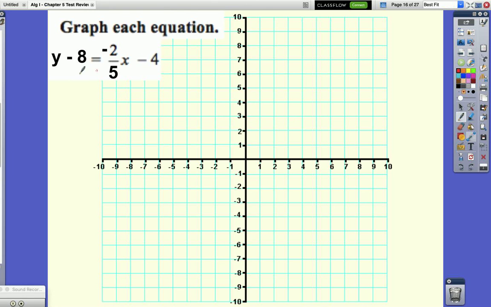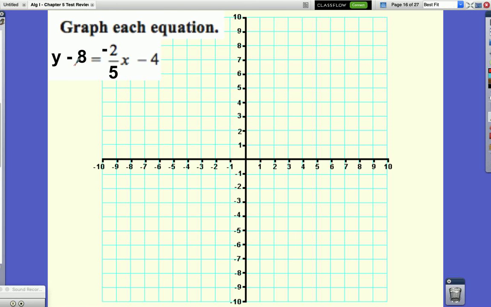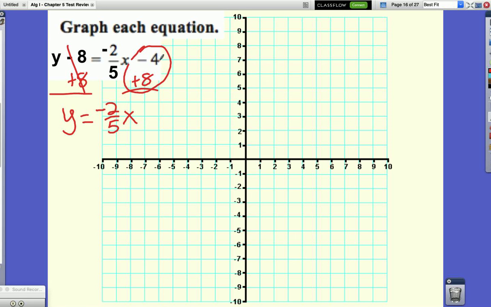Now this one, we can't graph because it does not say y equals. So we have to move this negative 8. So we're going to add 8 on both sides. So it crosses out, we get y equals. Now over here, this 8 can be combined with the negative 4 because they're like terms. So we don't do anything with this x. So we leave negative 2 over 5x, and negative 4 plus 8 is a positive 4.